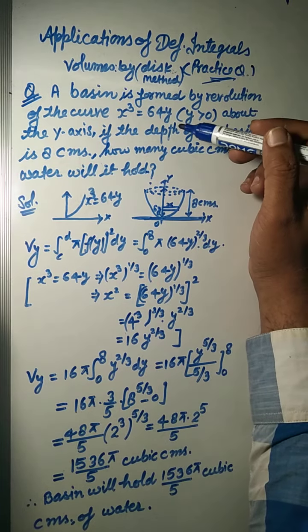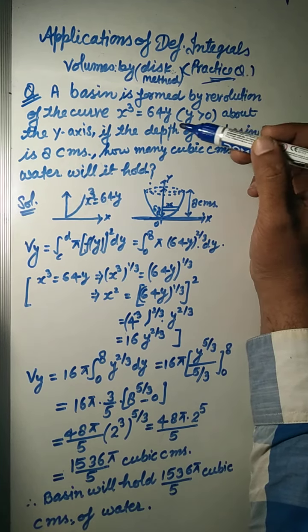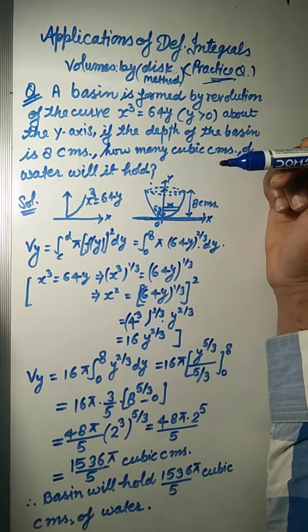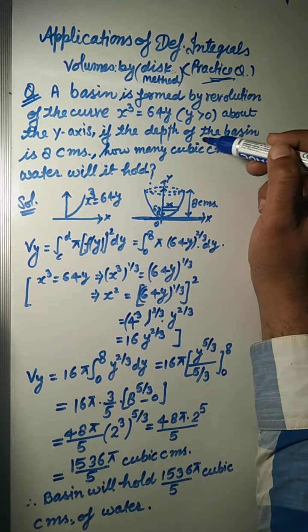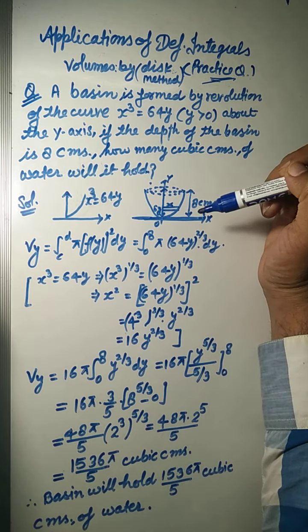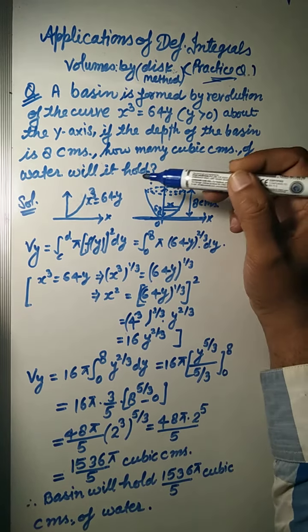Question is that a basin is formed by revolution of the curve x cubed equals 64y about the y-axis. If the depth of the basin is 8 centimeters, how many cubic centimeters of water will it hold?